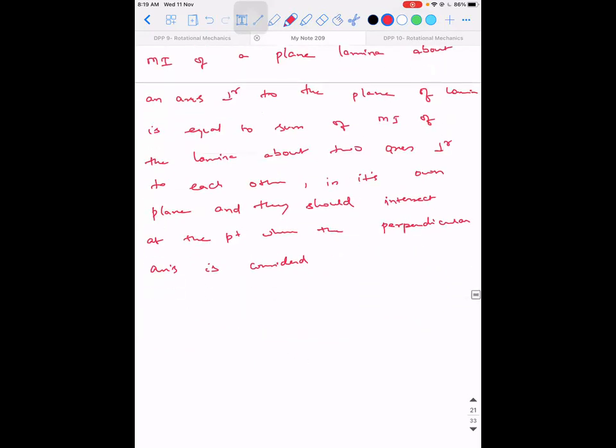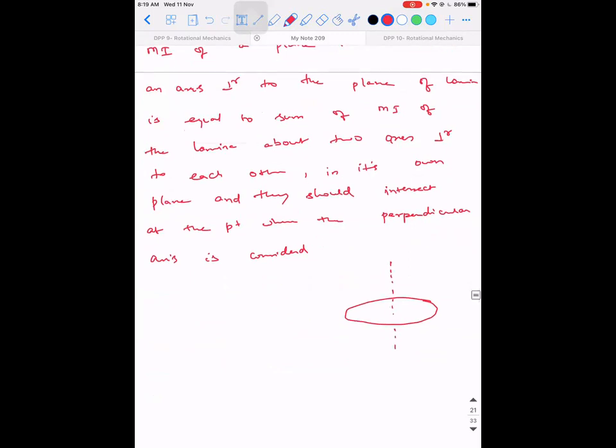Okay, so what I'm trying to say is, suppose I have a disk, okay, I'm taking a regular shape so that you will understand. If I ask you the moment of inertia of the disk about an axis passing through its center and perpendicular to the plane, what will you say? mr square by 2. Okay. So if I call this the z-axis, then the moment of inertia about the z-axis is mr square by 2.